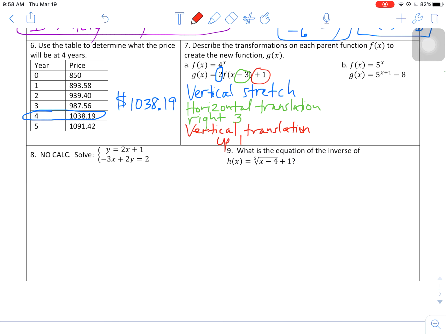For part B, the x plus 1, think of that as being done directly to the x. So if we were doing this in a different notation, that would be inside the parentheses. So the plus 1 is going to be a horizontal translation left 1.